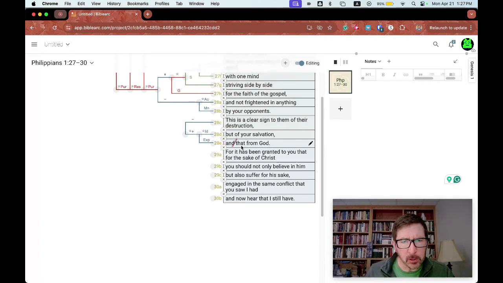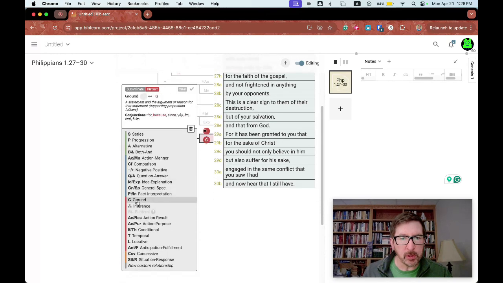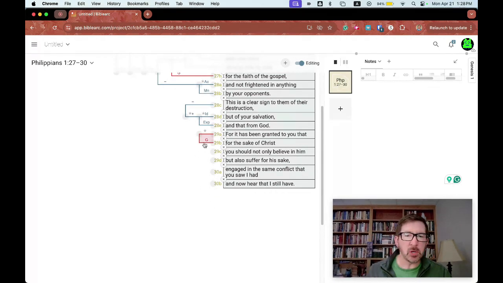We'll connect this later. For it has been granted to you. So the word "for," that should scream at us right now that this is a ground clause. Remember, a ground clause is an explanation of something. It is not a main point. It is rather an explanation of something that could be a main point. It's been granted to you that for the sake of Christ, that's an, I am going to put another proposition there, because this is like a mini ground, okay? We could put a small g in there, but a mini ground.